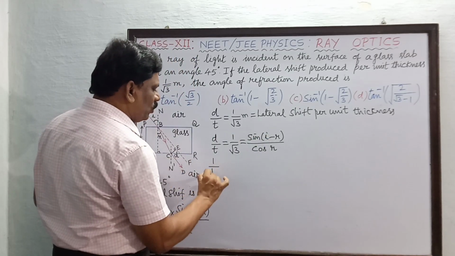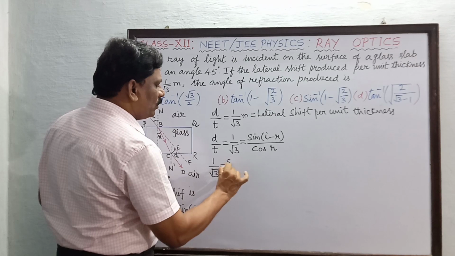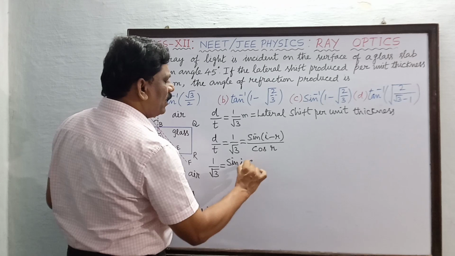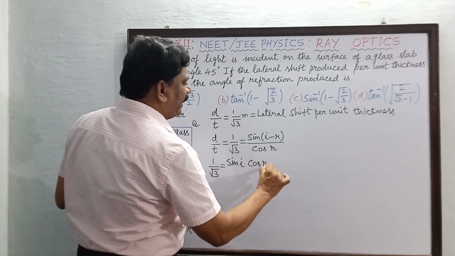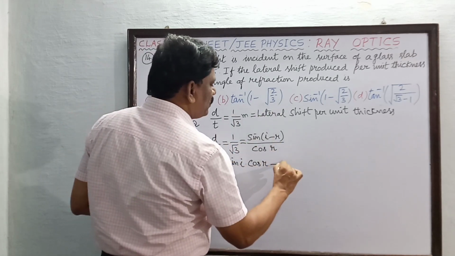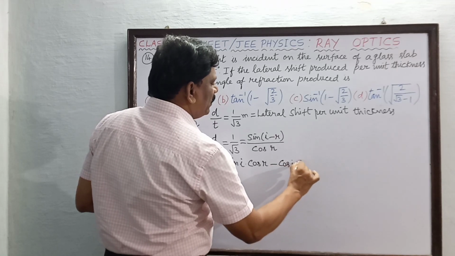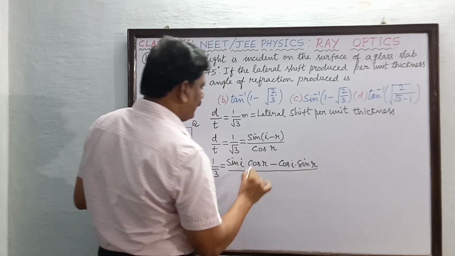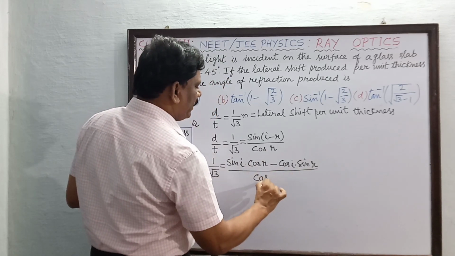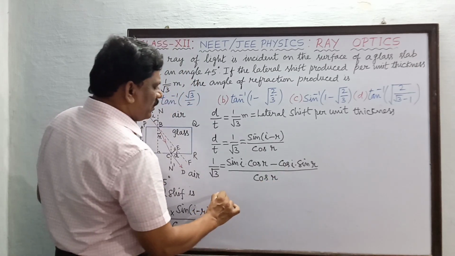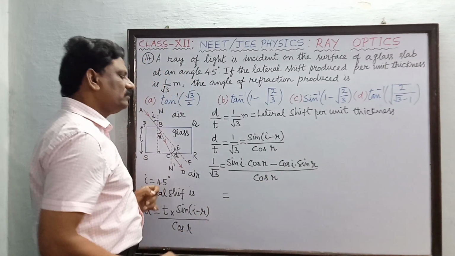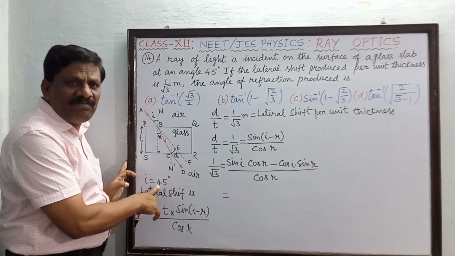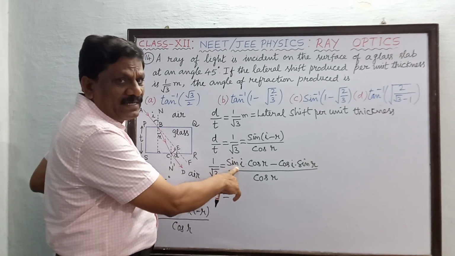So 1 by root 3 is now equal to sine A cos B, that is sine I into cos of R, minus cos A sine B. So this is cos A into sine of B, and this is all divided by cos of R, okay, cos R. Now what is the angle of incidence given here? Angle of incidence is 45. So sine I must be equal to what? Sine 45, is it not?